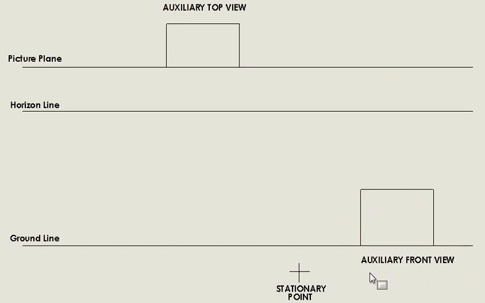Please, these views are used to help us or to assist us in finding the final 1 point perspective. Alright, auxiliary meaning helping. So if it's a helping top view and a helping front view, you could remember it easier that way. They've also given us a stationary point, an SP for short. That stationary point is basically the person standing over there, and he'll be looking at this object.